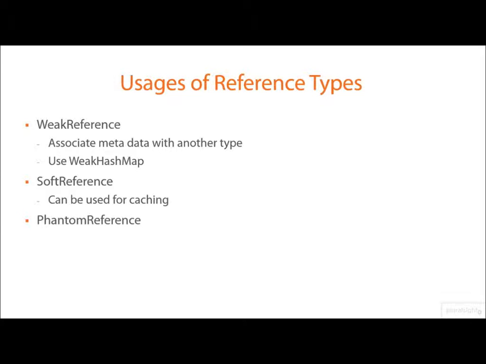And finally, there's a phantom reference. This is probably the least used of these reference types. This basically allows us to interact with the garbage collector. We can use this to monitor when an object's being collected and maybe do some extra work when that object is being collected.